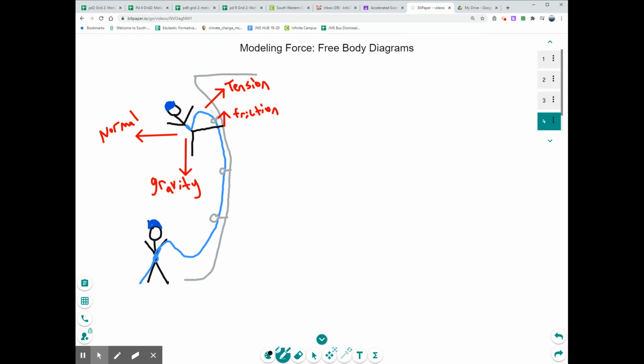Okay, this is a really crappy drawing. I'm sorry, but pretend that rope is taut. There would be something called tension, right? Pulling you up and to the right a bit. Now, this is really complicated and confusing.